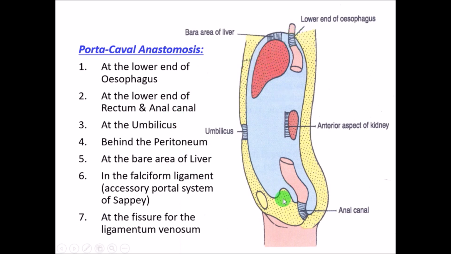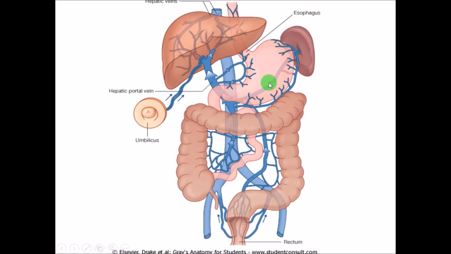One is at the lower end of the esophagus, the second is the anal canal as well as the lower end of the rectum. The third is at the umbilicus, the fourth is behind the peritoneum, the fifth is the bare area of the liver, the sixth is the falciform ligament, and the seventh is the fissure of the ligamentum venosum. All these are the sites.